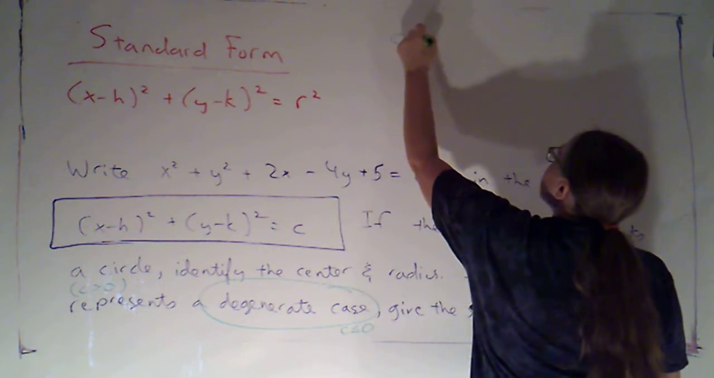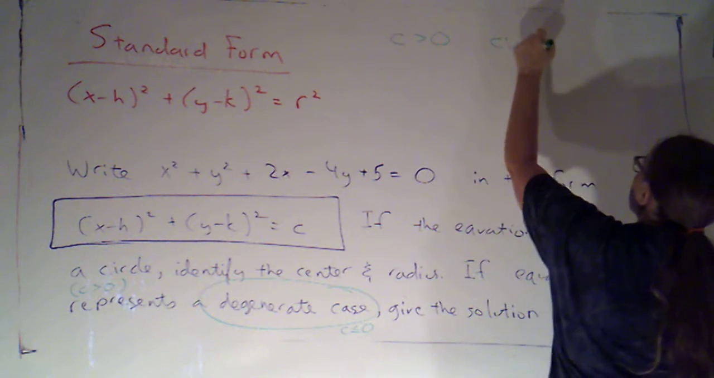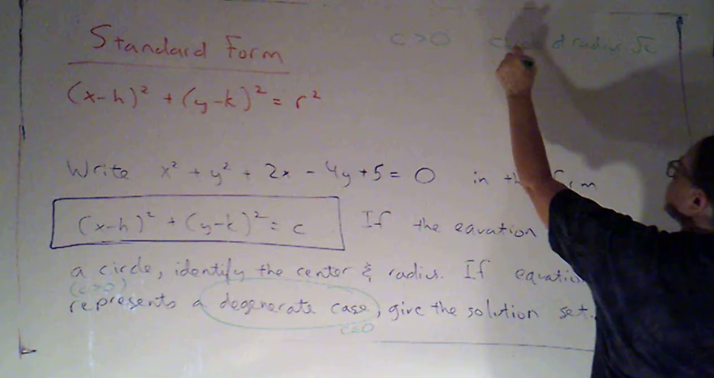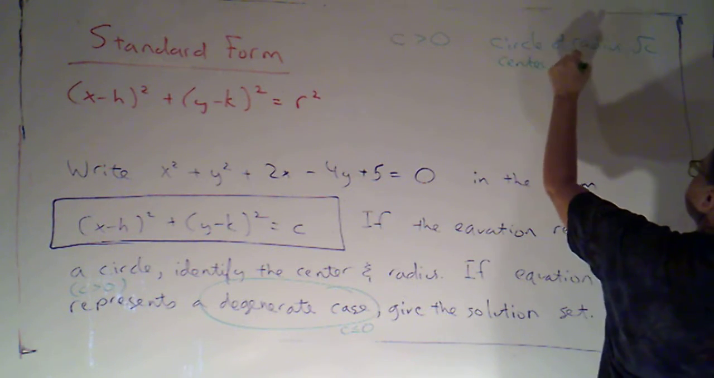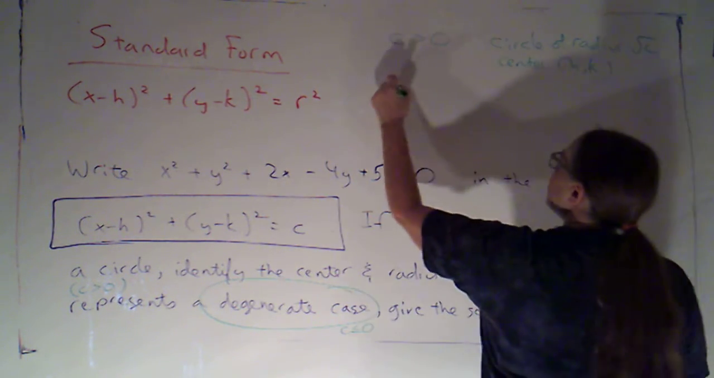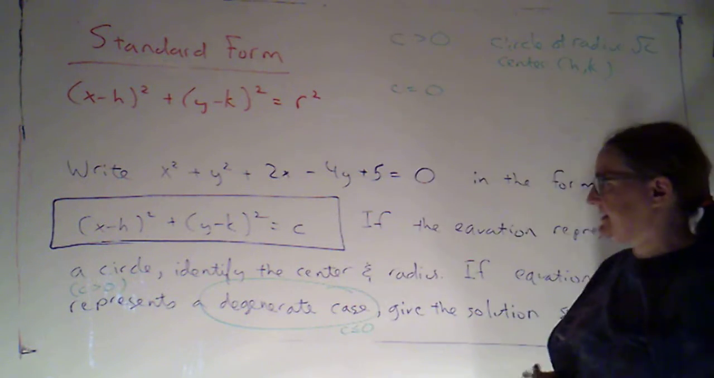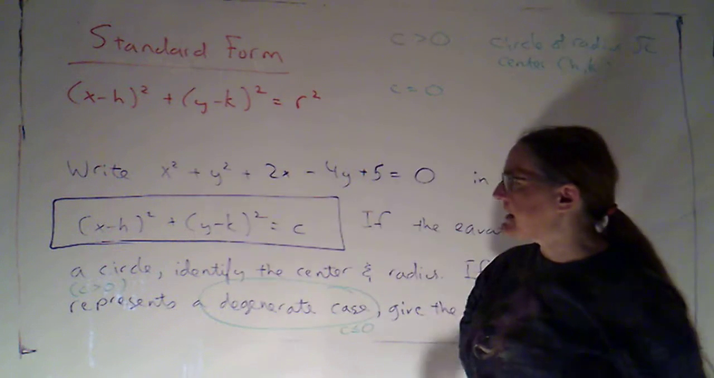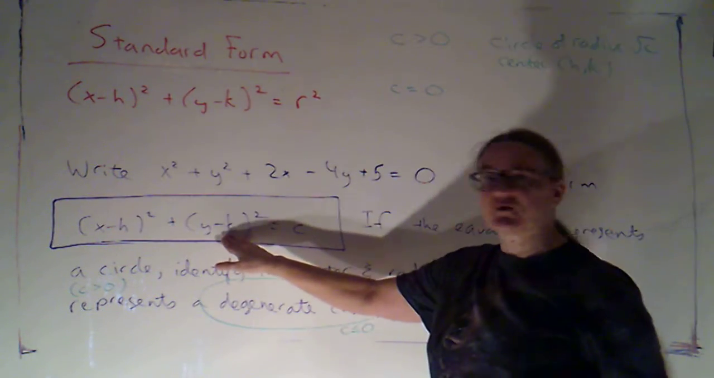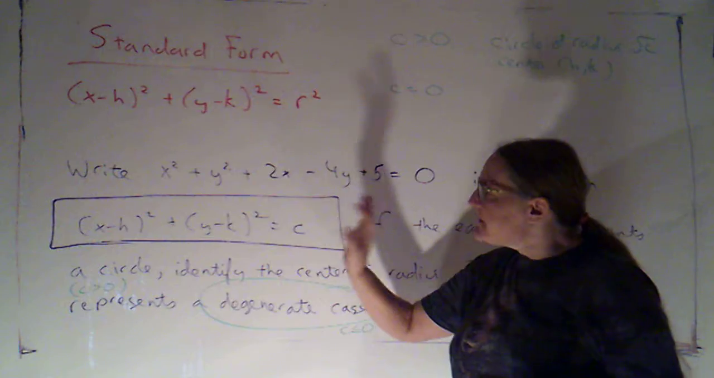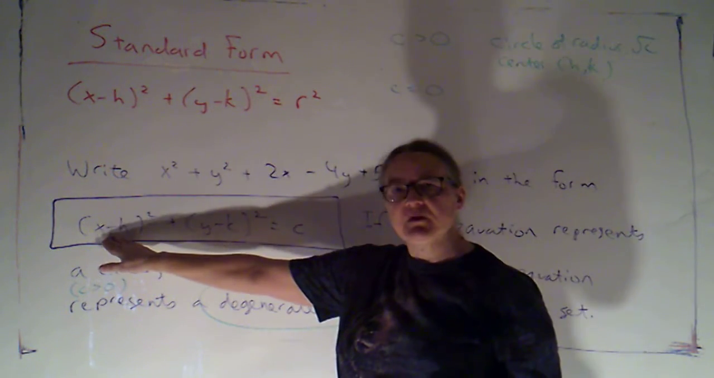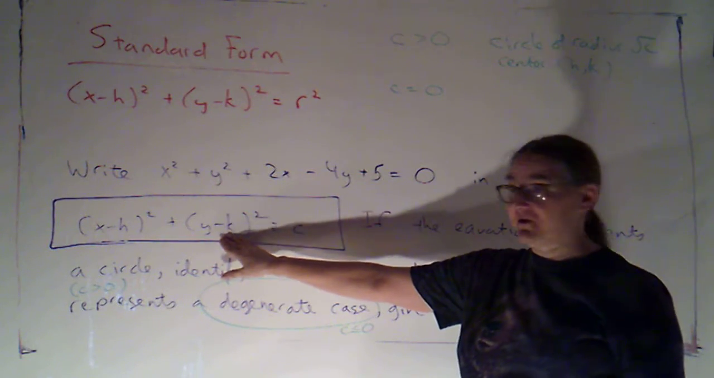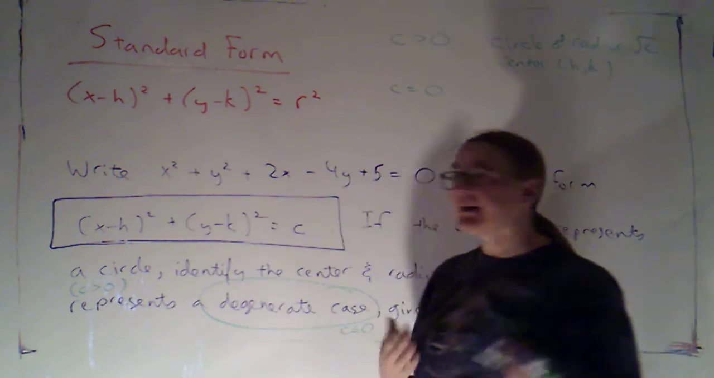If c is bigger than 0, we said we're going to get a circle of radius root c. And of course the center would be at (h, k). If c is equal to 0, well, if I take a look at this left-hand side, it's a square plus a square. The smallest this term could be would be 0, and the smallest this second term could be is also 0. So the smallest the left-hand side could be is 0.